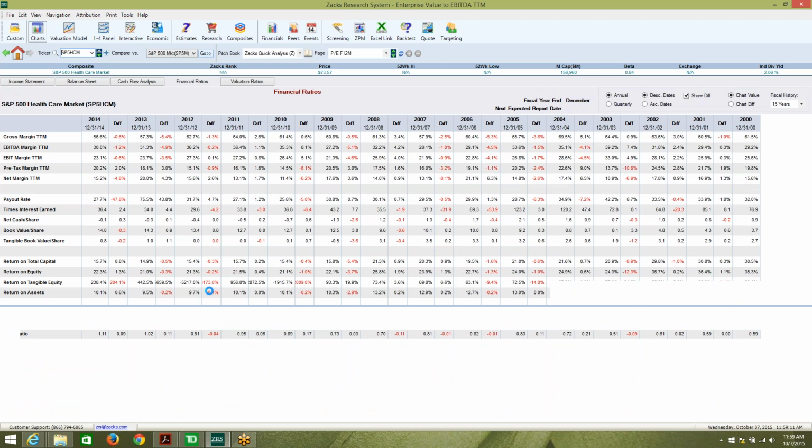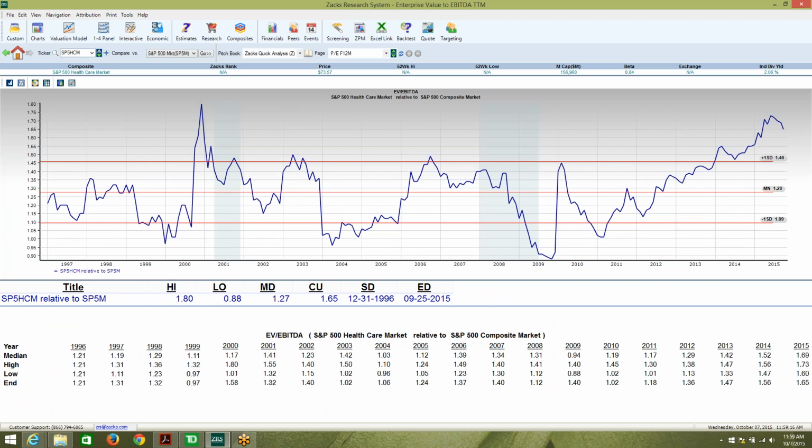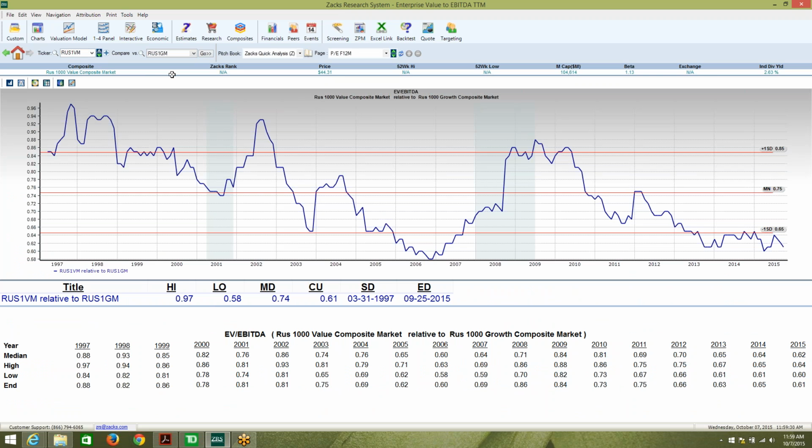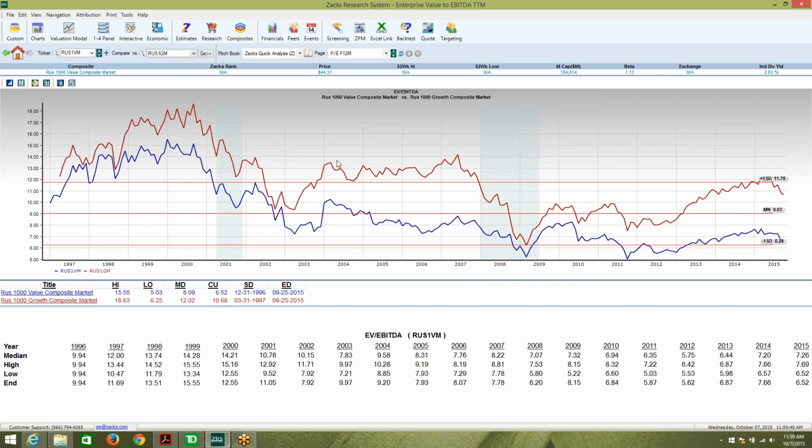Secondly, you can within seconds perform comparative style analysis, as we can see here. Let's compare the Russell 1000 value to the Russell 1000 growth. We're looking at the aggregate EV to EBITDA for the Russell 1000 value now versus the Russell 1000 growth. As one would expect, you can see that value stocks are inexpensive relative to growth stocks. But Zacks charting tools can illustrate just how cheap they really are.